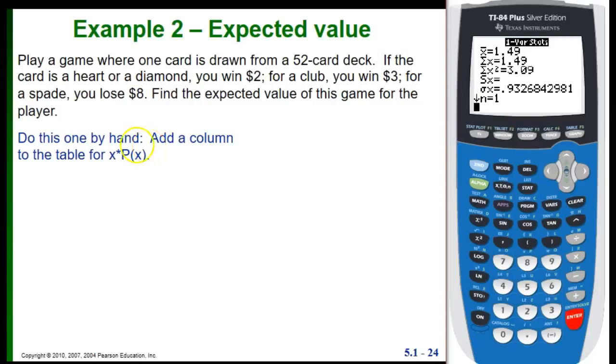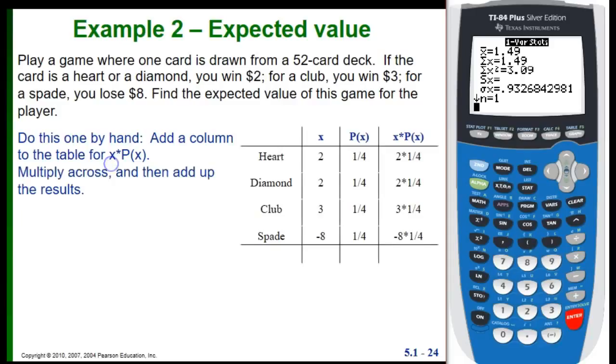So first we're going to do this by hand. What this means is that we need to set up our probability distribution table first. And then we're going to add a column to it and do the x times p of x like we talked about before. So here would be our complete table for our probability distribution.